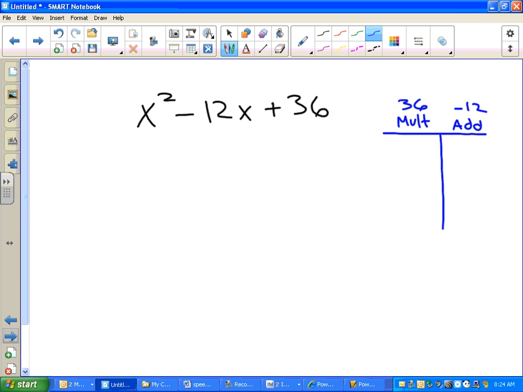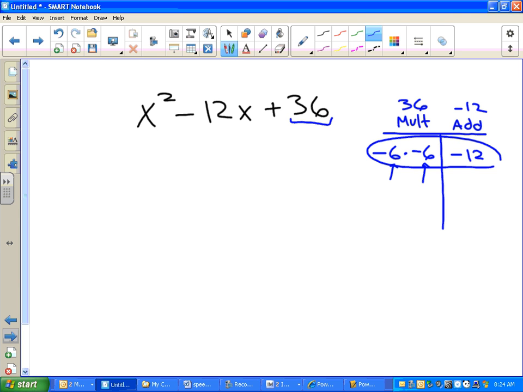Charles? Yeah, negative 6 times negative 6. When we multiply negative 6 times negative 6, we get positive 36. But when we add them together, we get negative 12. So that's our combination. Now, why is it a perfect square? Well, because it's the same number multiplied by itself. Negative 6 times negative 6 makes it a perfect square.